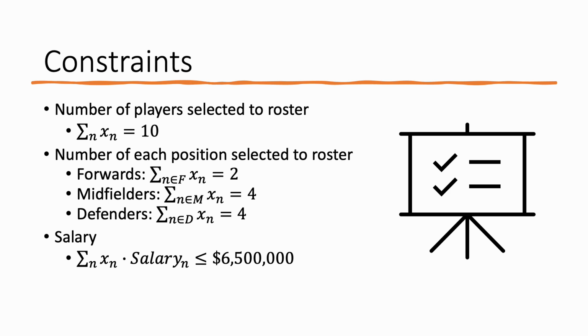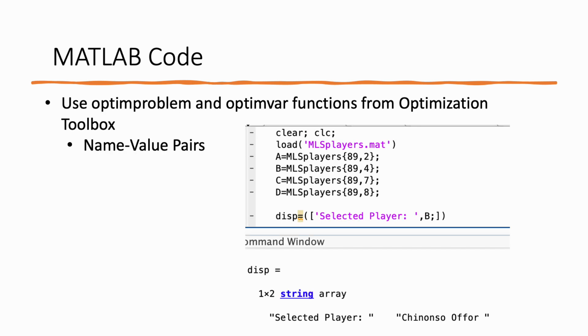And finally, the salary, where the sum of x sub n times the salary sub n will be less than or equal to $6.5 million, which is the current wage bill of St. Louis City Soccer Club. Finally, I have some MATLAB code. I plan to use optimProblem and optimVar functions from the MATLAB optimization toolbox. These allow us to use name-value pairs.